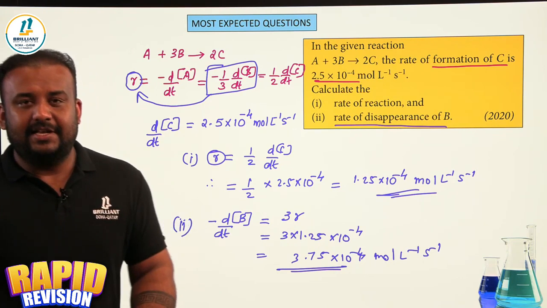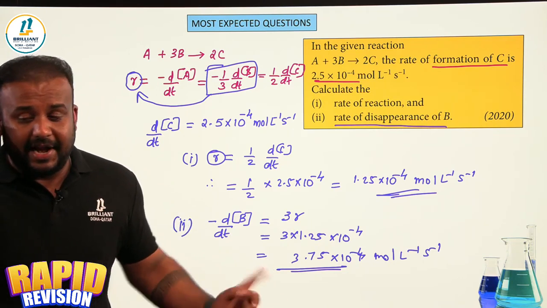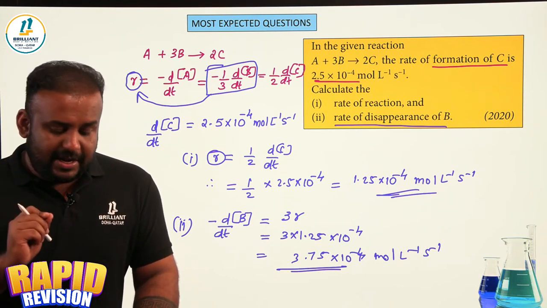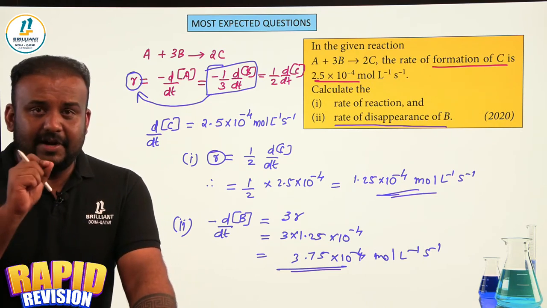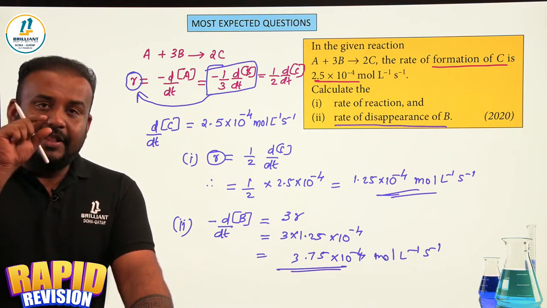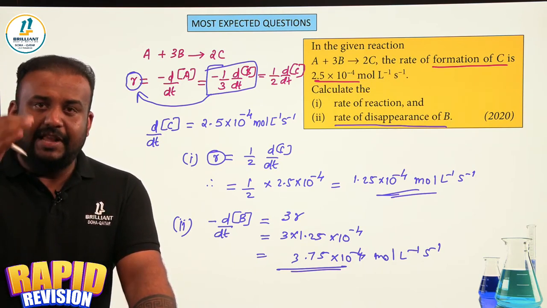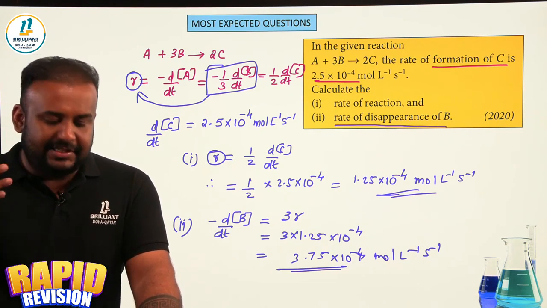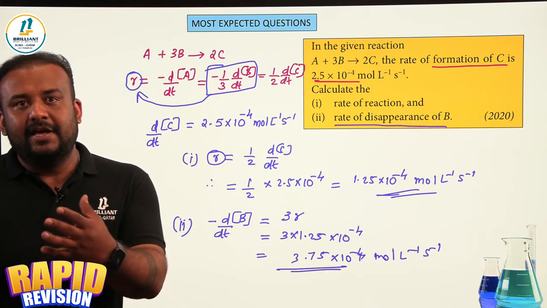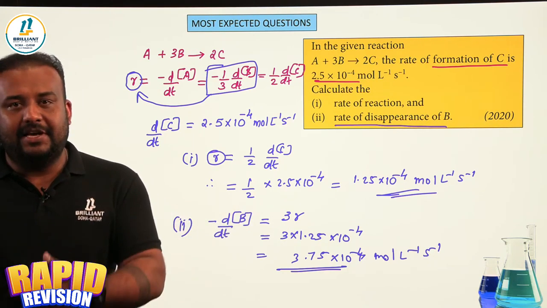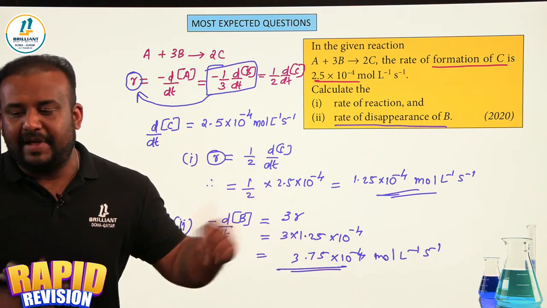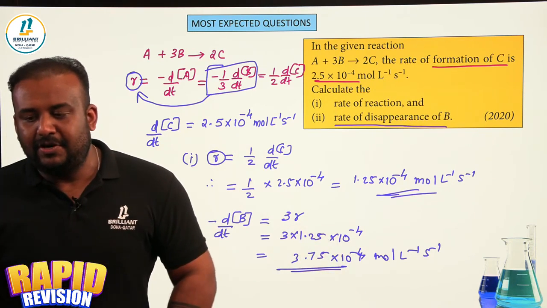Don't make a mistake in this question. Clear? Read the question clearly. Whatever is there in that question, whatever you are writing mathematically, read it as a statement. Then it makes sense. Like formation of C, that means d by dt of C is what is given. Then relate it with the equation you have written. Is that clear to all?